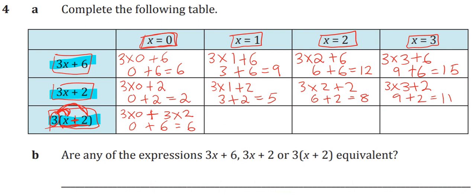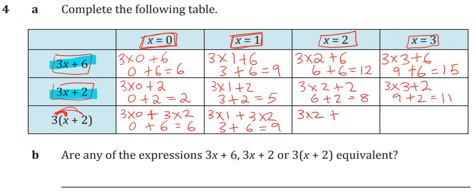Then in the next column, it's telling us that x is equal to 1. So it would be 3 times 1 plus 3 times 2. 3 times 1 is 3, 3 times 2 is 6, so the answer is 9. In the next column, it is telling us that x is equal to 2. So again, it would be 3 times 2 plus 3 times 2. And that is 6 plus 6, which equals 12.